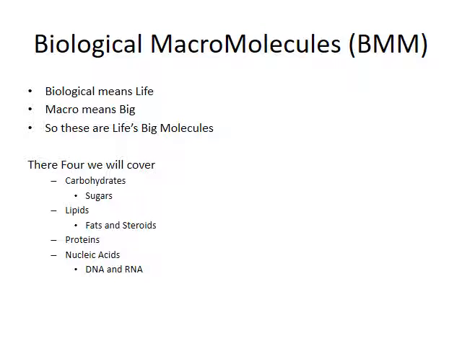Again, molecules are combinations of atoms, chemically combined. So these are molecules combined with thousands and thousands of atoms. There are 4 different types of macromolecules. There's going to be carbohydrates, which include sugars, lipids, which include fats and steroids, proteins, and nucleic acids, which are DNA and RNA.